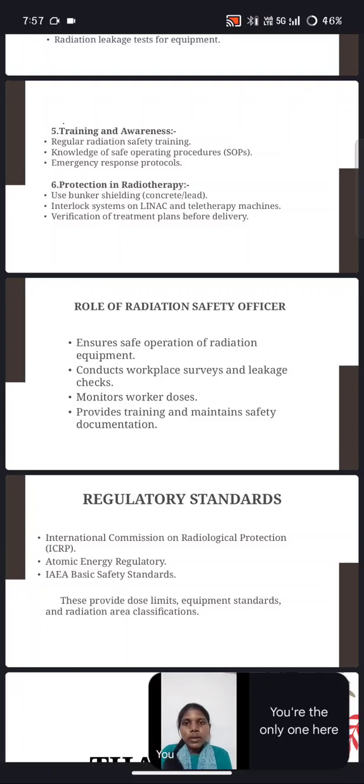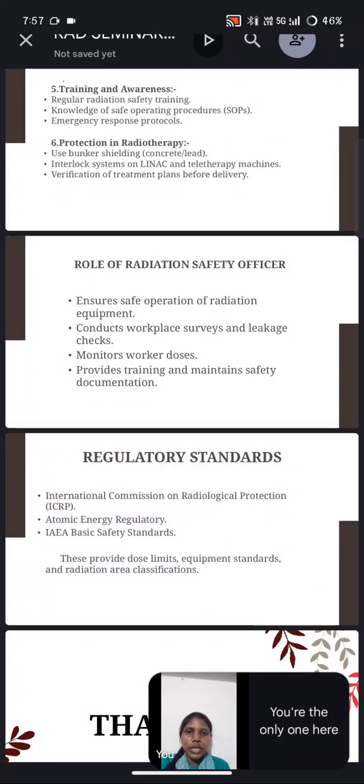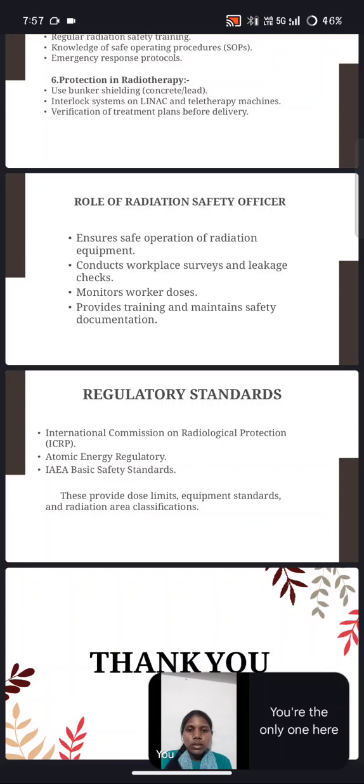The sixth one is protection in radiotherapy. Use bunker shielding and interlock systems on LINAC and teletherapy machines, and verification of treatment plans before delivery. The role of the radiation safety officer: ensures safe operation of radiation equipment, conducts workplace surveys and leakage checks. They should monitor worker doses, provide training, and maintain safety documentation.